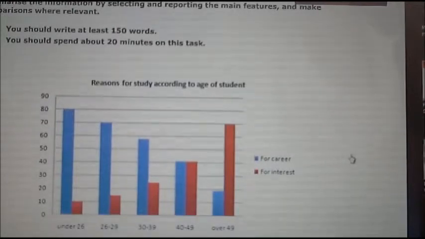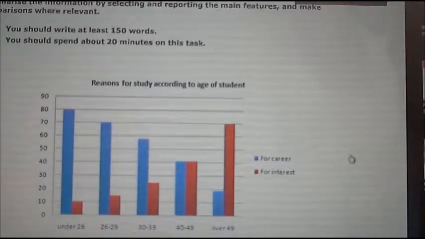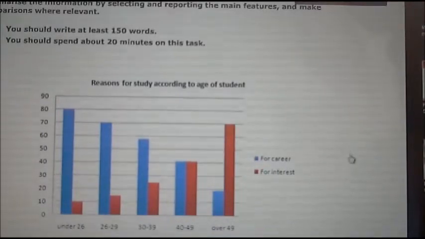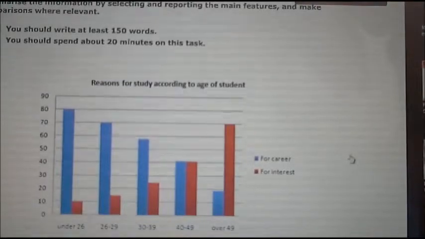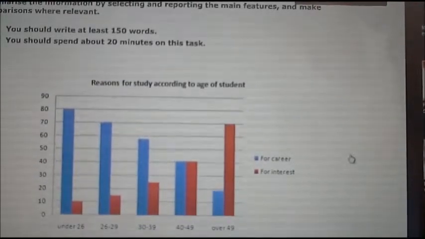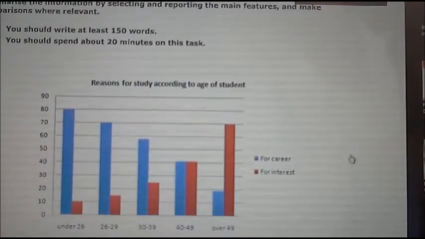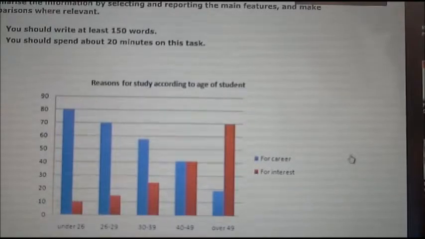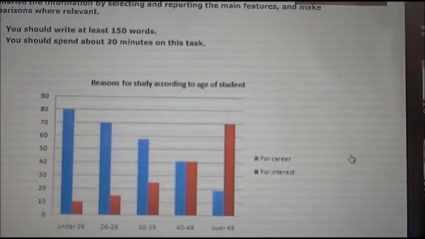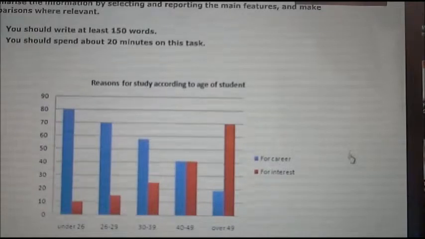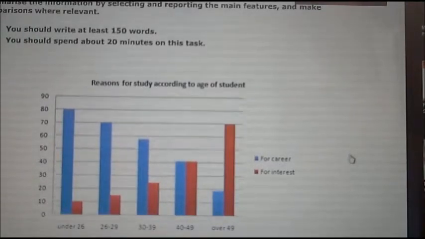Good. And now look at the over 49 at the other extreme. What will you see? For the people over 49, 70% of them learn for interest, and only 20% learn for career.